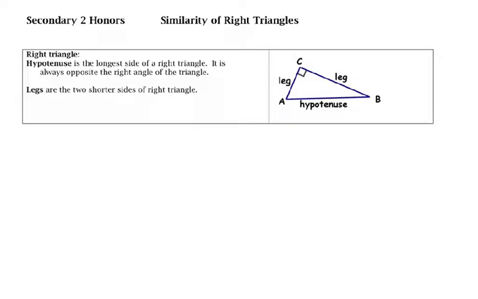We're going to start off just reminding ourselves about a right triangle. A right triangle has a right angle. In a right triangle, we have the sides, and they are identified as legs and a hypotenuse. The hypotenuse is the side opposite the 90-degree angle. The legs are the shorter two sides.